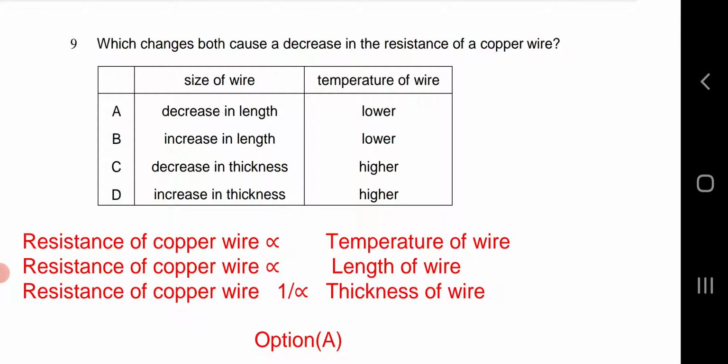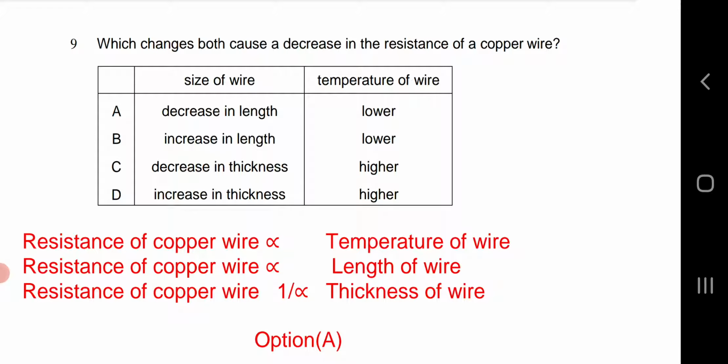Question number 9. Which changes both cause a decrease in the resistance of a copper wire? So remember these three important relationships. Number 1, resistance of a wire is directly proportional to its temperature. Number 2, resistance of a wire is directly proportional to its length. And number 3, the resistance of a wire is inversely proportional to the thickness of the wire.